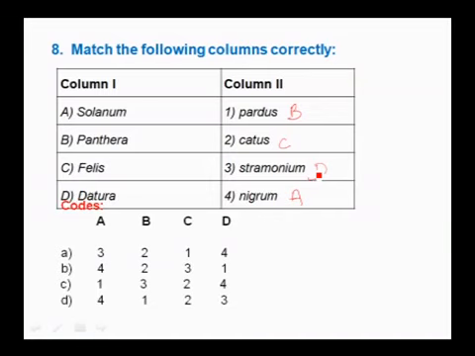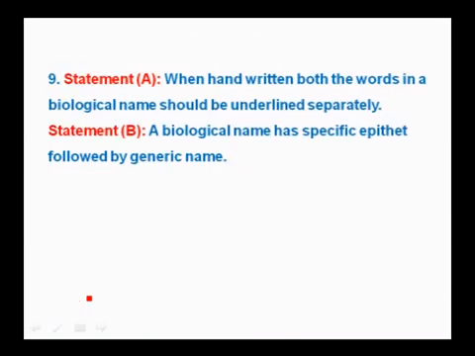Let's see the next one. Panthera, that is B, with 1. So, let us see B with 1. This is the right option. Apart from that, if you just match and see, all the other options are also matching with each other. So, D is the right option.